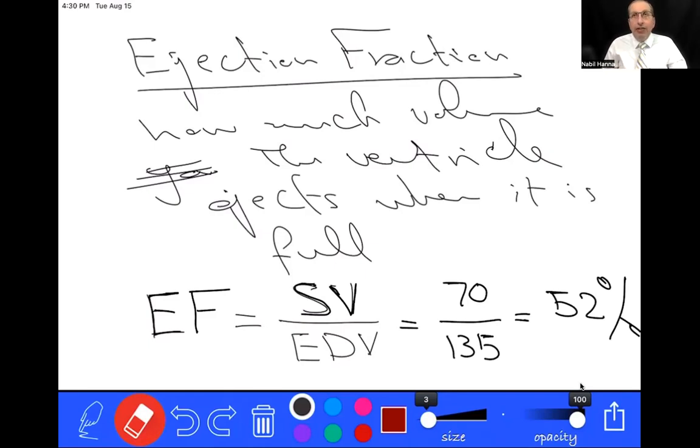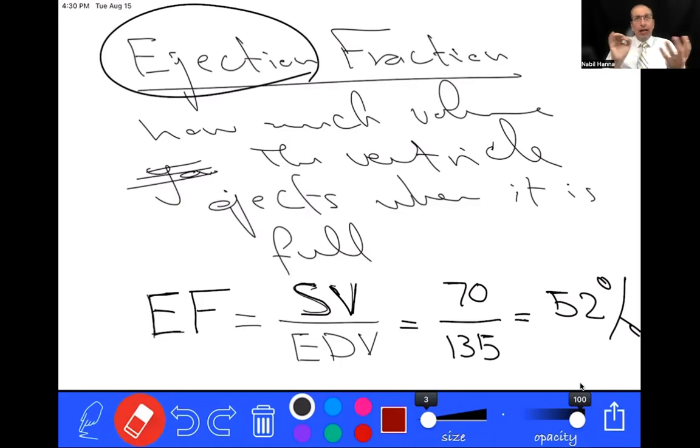So the ejection fraction is all about how much you eject in relation to what you started with. So the ejection fraction measures the efficacy of ejection. And the ejection is related to the contractility. If you contract more, you eject more. That's the systolic function of the ventricle. In systole, the ventricle contracts and ejects, contracts and ejects. If you contract more, you're going to eject more. If you contract less, you're going to eject less.